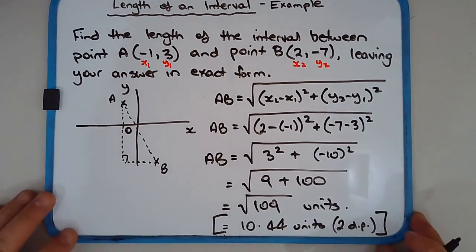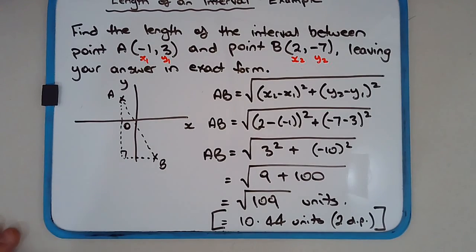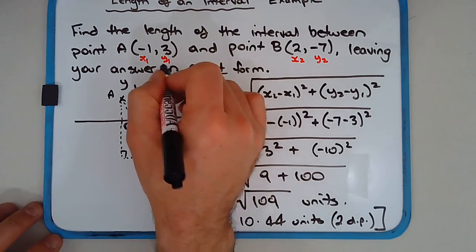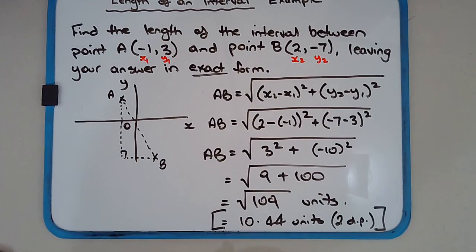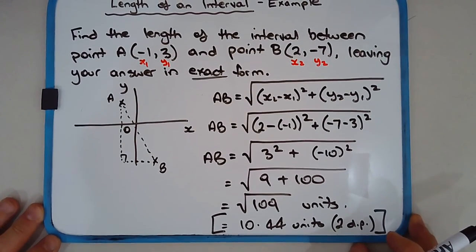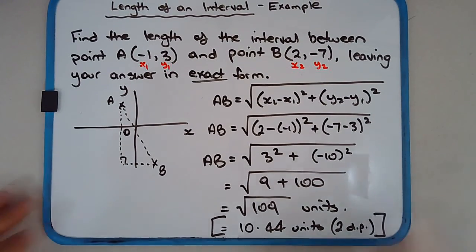I know the question doesn't ask for a decimal answer. It clearly asks for exact form, so it's very important that we do quote the correct form. And that's how we use the distance formula for the length of an interval.